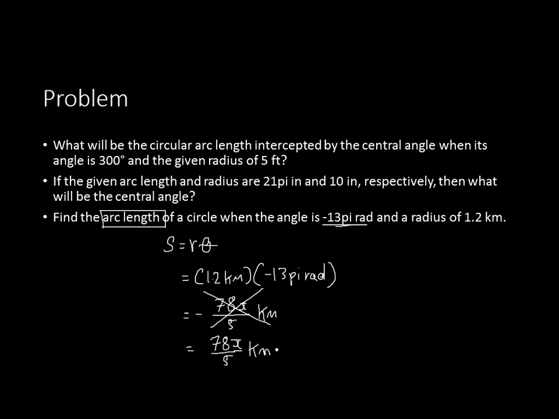All right. So now we can approximate this answer. What's that again? 78 pi all over 5. That is approximately 49.01 kilometers. So that is your final answer.